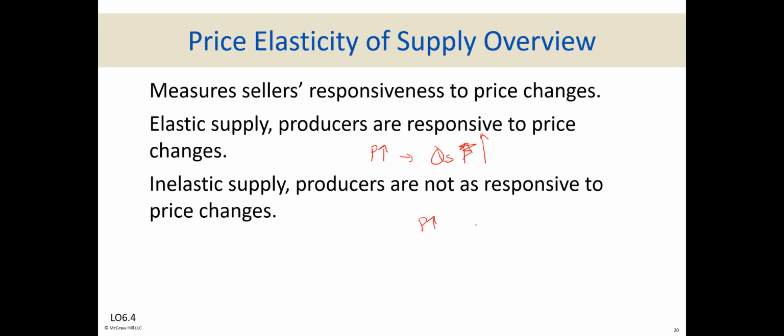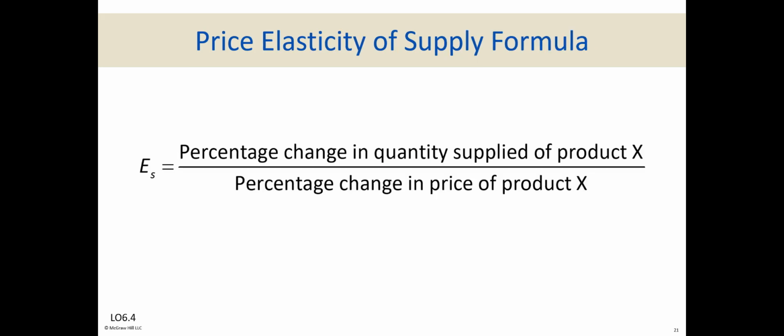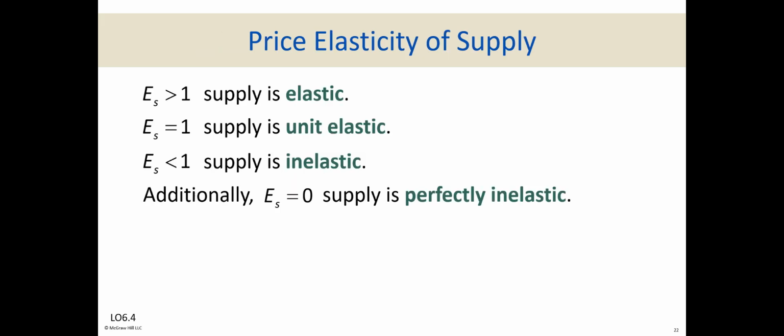Prices increase, but because of maybe production capacity problems, they cannot increase the supply too much. So the formula is the same: percentage change in quantity supplied, instead of quantity demanded, divided by percentage change in price of the product. And the interpretation is the same. If elasticity is greater than 1, supply is elastic; equal to 1, supply is unit elastic; less than 1, supply is inelastic. And we have extreme cases. If elasticity is 0, supply is perfectly inelastic.